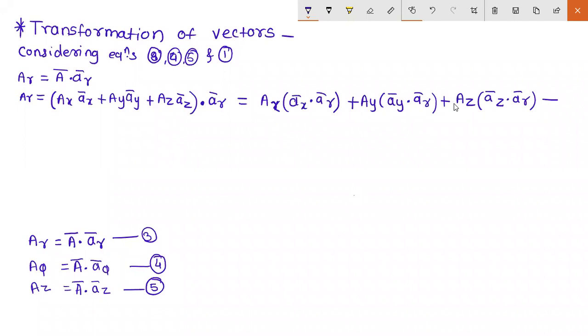Okay. Similarly, this is your AR. Now 5 equations are over. So consider this as equation number 6. Okay. Then similarly, you can find A5.